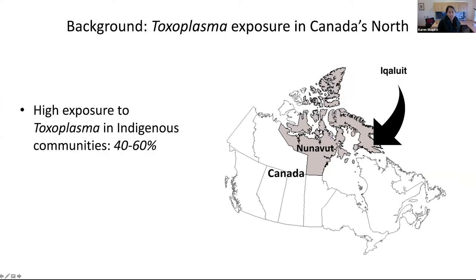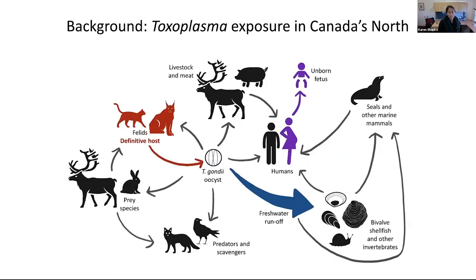Toxoplasma exposure in indigenous communities is very high in this territory, 40 to 60%. It might sound not so high compared to some locations like Brazil, right? So we know in Brazil, toxoplasma is a very serious public health risk, but compared to other areas in North America, especially the US, it's much, much higher. And there is a true concern, especially among pregnant women, about being exposed during pregnancy.